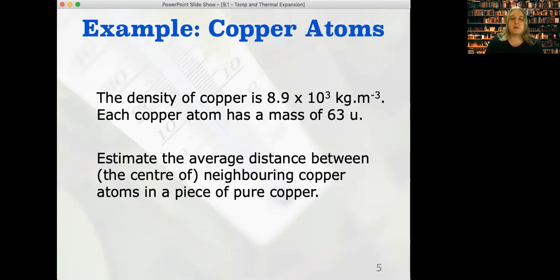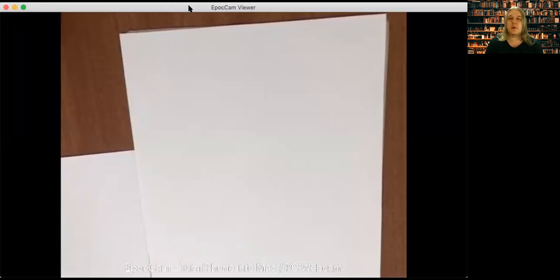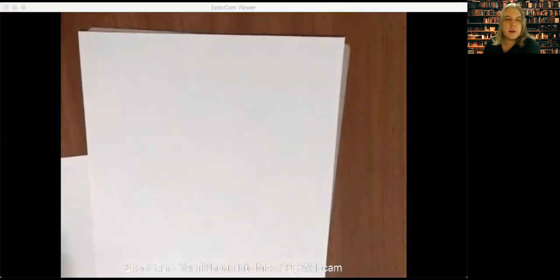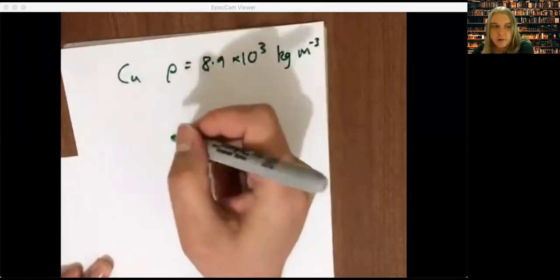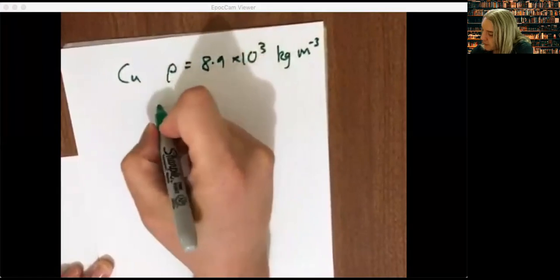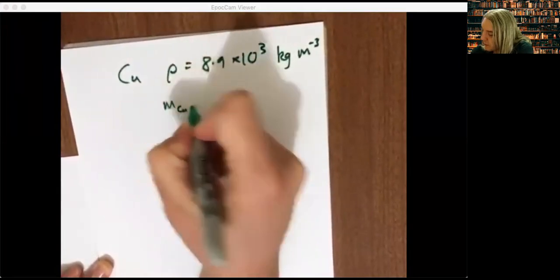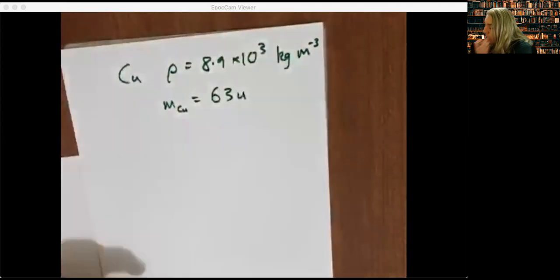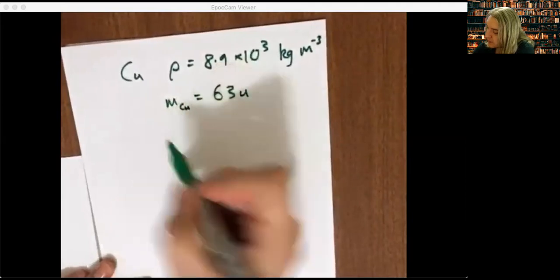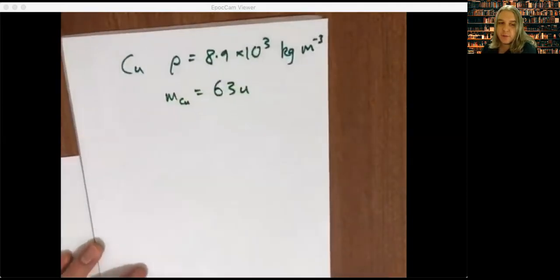So I will jump to the document camera for this one. So what we're looking at is copper. We've been told we've got copper, and it's got a density of 8.9 times 10 to the 3 kilograms per cubic meter. And we're also told that the mass of a copper atom is equal to 63 U. And the question is, what's the distance between each neighboring copper atom?